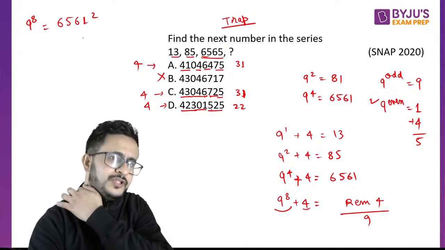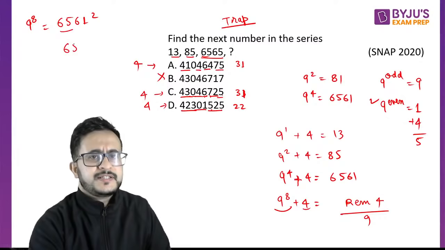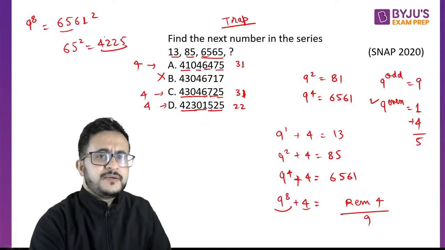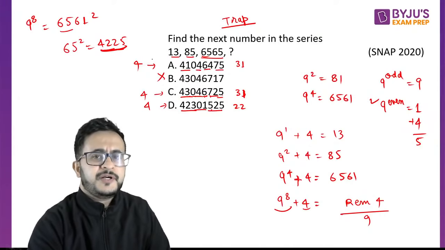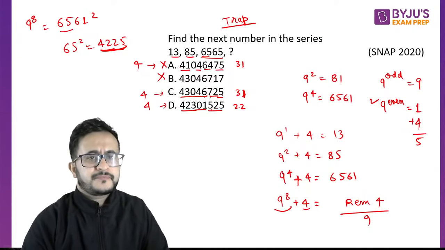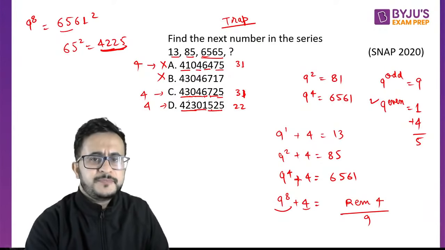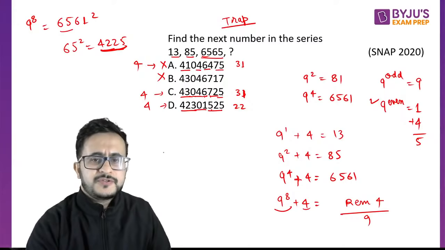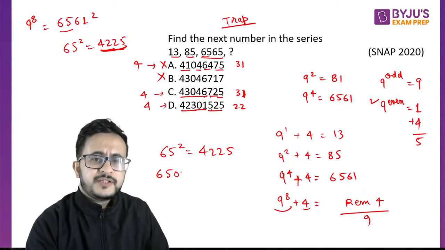Now, if you know how to calculate 65 square, 65 square is 4225. ठीक है, तो इसका मतलब जो आंसर आएगा that should be greater than this number. 4225 से बड़ा होना चाहिए. So 4104 you can eliminate. Okay, and you can probably also eliminate this because 65 का स्क्वायर आएगा 4225, राइट? नाउ 6500 का स्क्वायर कितना होगा?